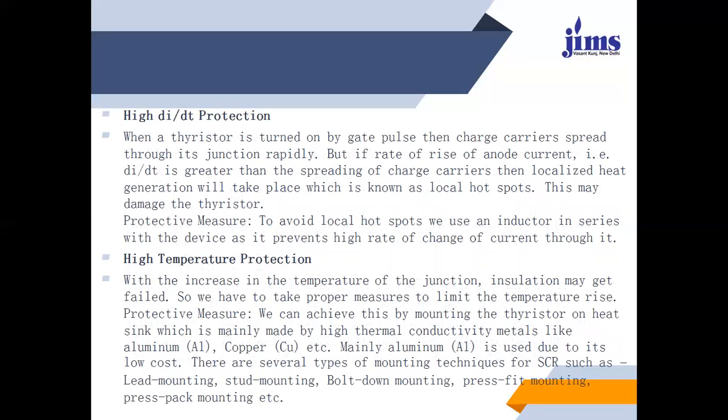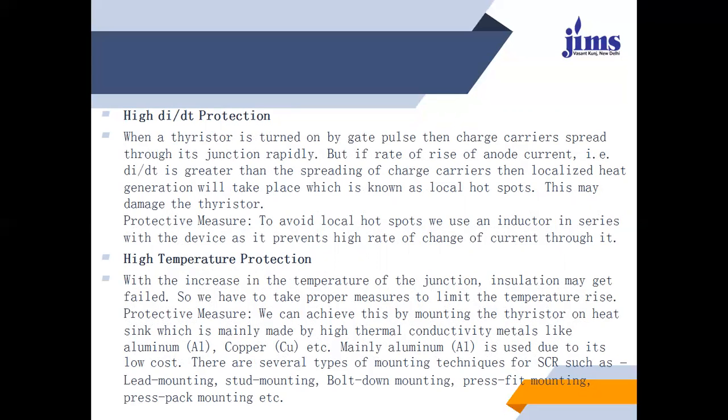Next will be the high dI/dt protection. When a thyristor is turned on by a gate pulse, then charge carriers are spread through its junction rapidly. But if the rate of rise of anode current, that is dI/dt, is greater than the spreading of charge carriers, then localized heat generation will take place, which is known as a local hotspot. This may damage the thyristor.